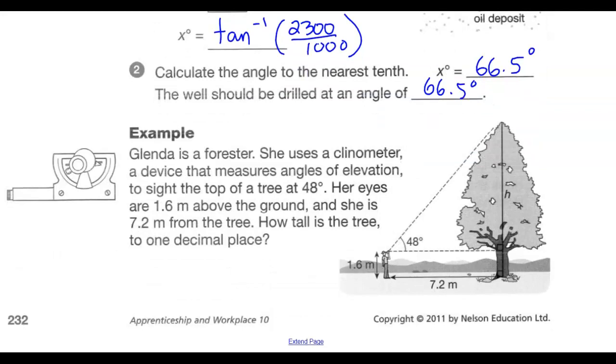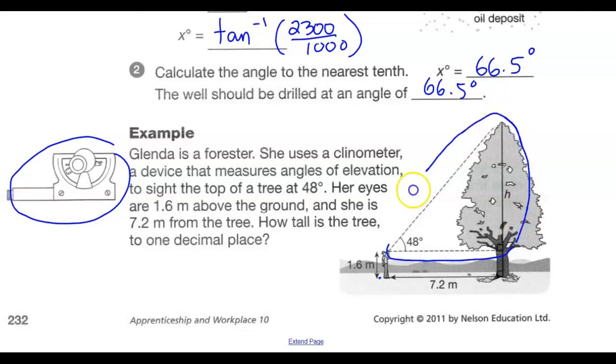All right, the next one, Glenda is a forester. She uses a clinometer, a device that measures angles of elevation, to sight the top of a tree at 48 degrees. Okay, this is what that looks like. Kind of look through it and it measures the angle. And so that's 48 degrees. Her eyes are 1.6 meters above the ground and she is 7.2 meters from the tree. So it's all labeled there. Really, we're just caring about this triangle right now. Okay, how tall is the tree? So we're going to find h first and then we're going to have to add the 1.6.